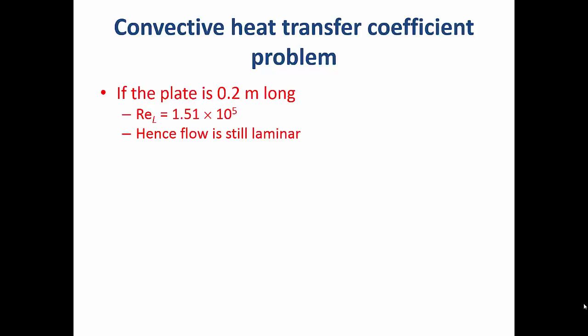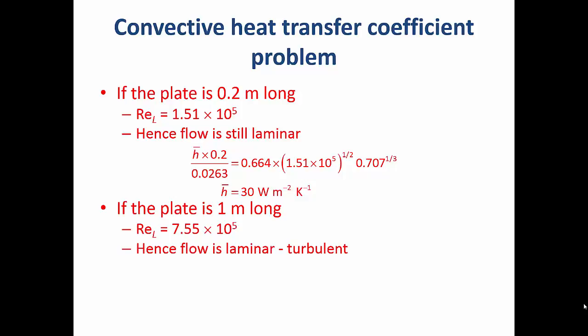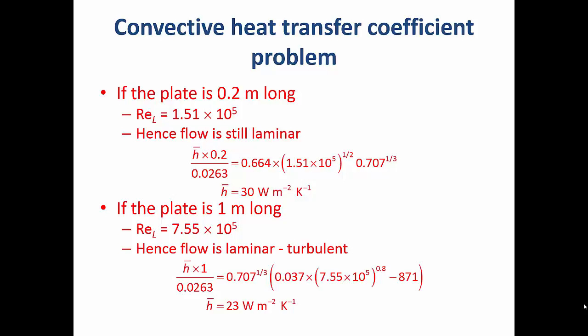Doing the same thing now, if the plate is 0.2 meters long, the Reynolds number now becomes 1.51 times 10 to the 5, flow is still laminar, and in this case we work out that H will be 30 watts per meter squared per Kelvin. Finally, if the plate is 1 meter long, the Reynolds number now becomes 7.55 times 10 to the 5, so the flow will start laminar but will become turbulent before it gets to the end of the plate. Using the relationship between the Nusselt number, the Prandtl number and the Reynolds number for laminar to turbulent flow, which I showed you last time, that gives you H equals 23 watts per meter squared per Kelvin.